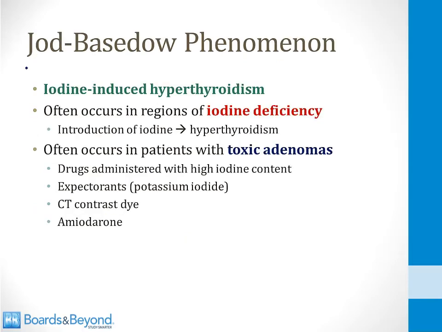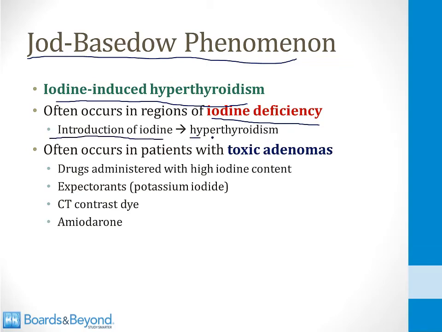Moving on, let's talk about other causes of hyperthyroidism, and I'll start by talking about the Jod-Basedow phenomenon. This is iodine-induced hyperthyroidism. This often occurs in regions of the globe where patients are chronically iodine deficient. If you introduce iodine into the diet, some patients will develop hyperthyroidism. Many of these patients probably have toxic adenomas, and when you introduce iodine into the diet, those adenomas begin overproducing thyroid hormone. You can sometimes see this in other parts of the world when patients have a toxic adenoma and they suddenly get a large dose of iodine. So for example, if a patient has a toxic adenoma and you administer a drug with a high iodine content like amiodarone, or if you give them an expectorant for their cough, some of these contain potassium iodide.